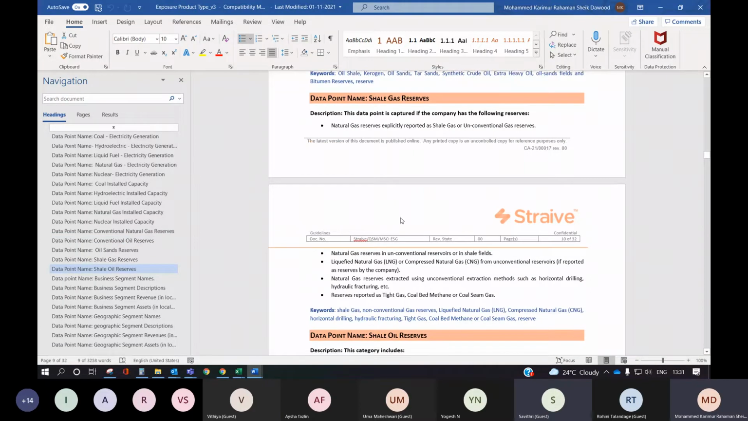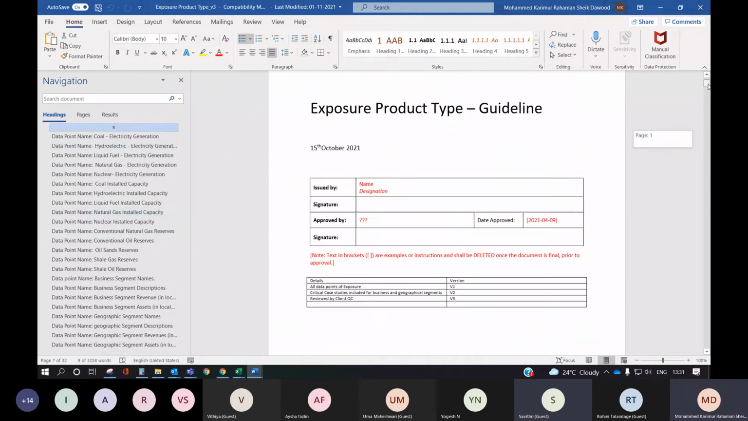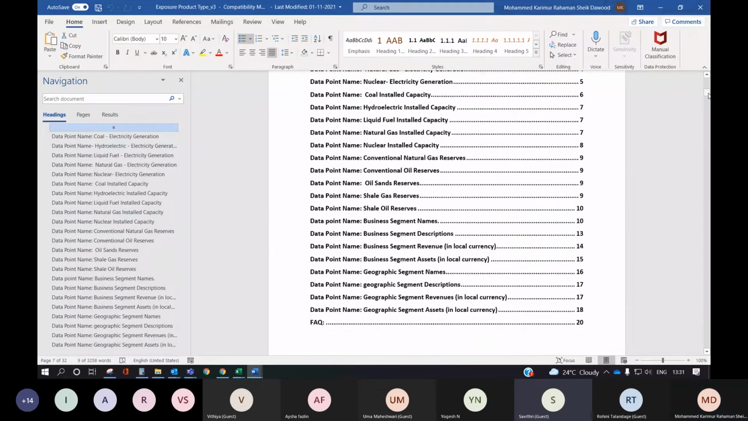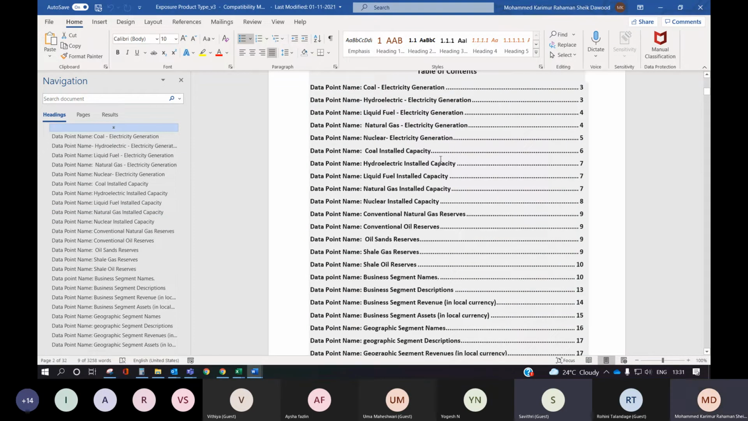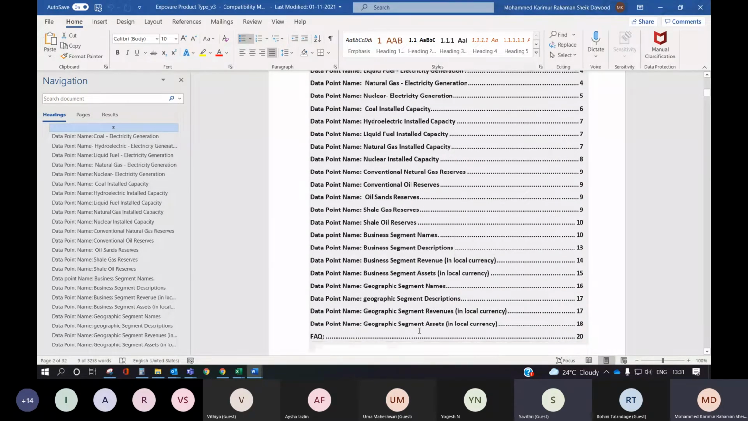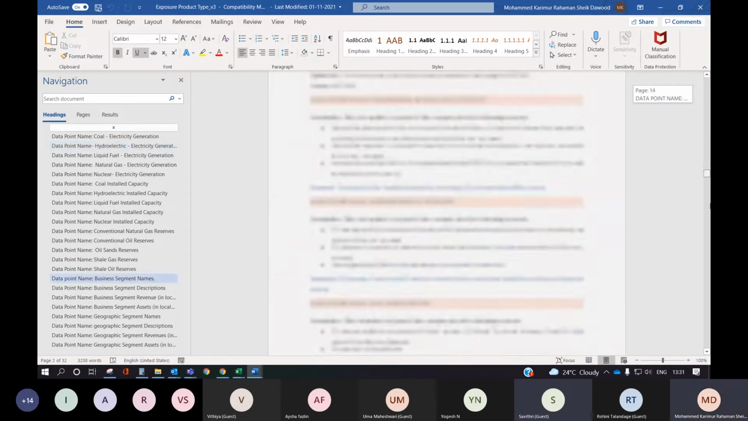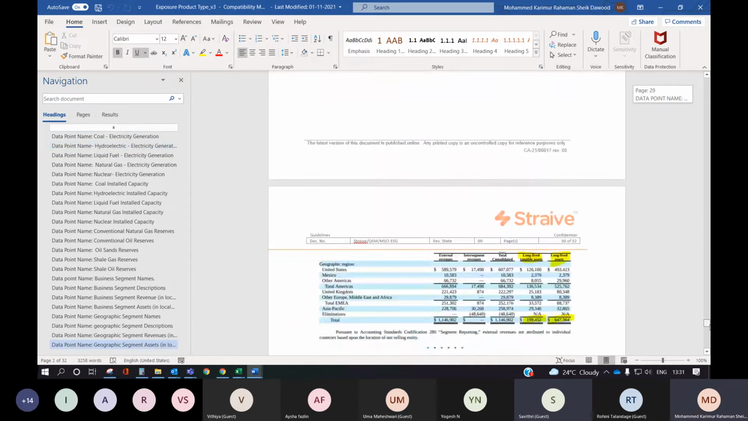So reserves are over. Any other data point, Rohini, that we need to explain? Generation is over, capacity is over, reserves is over, and your business segment and geographic segment are all over. Okay, then we have the FAQs.